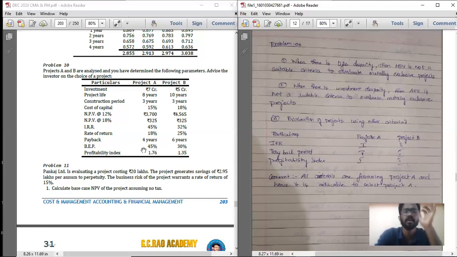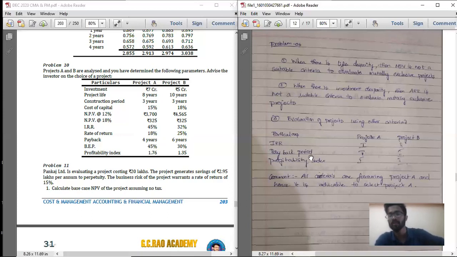What is meant by payback? Within how many years you are taking back your investment. Whatever investment you have put in, within how many years you are taking back that investment from the profits. For project A, within 4 years you take back your entire investment amount, whereas for project B it takes 6 years. So comparatively, project A is preferable.